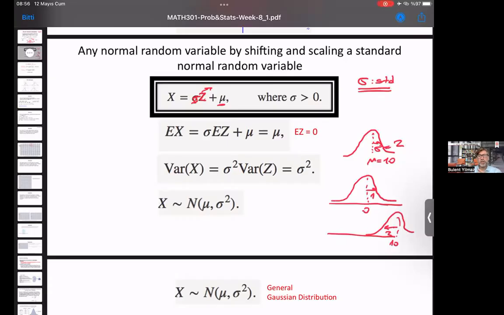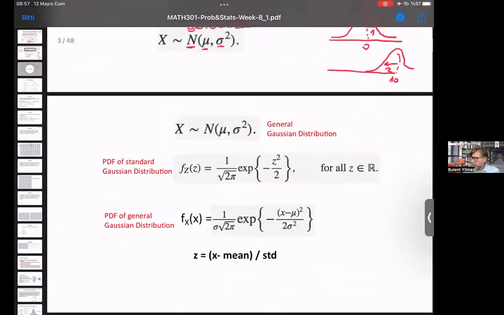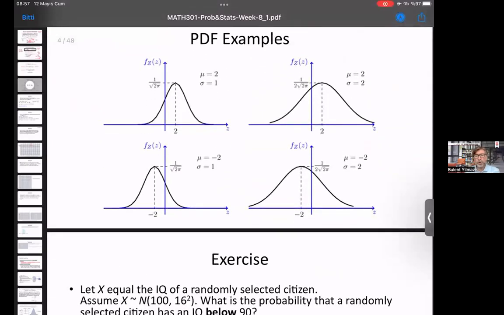So I can change how my normal distribution is distributed. Finally I will have a generalized normal distribution. It has a mu value and it has a standard deviation or variance value. This is the variance, sigma squared, and sigma is standard deviation and mu is the mean. So I will have such kind of distributions.